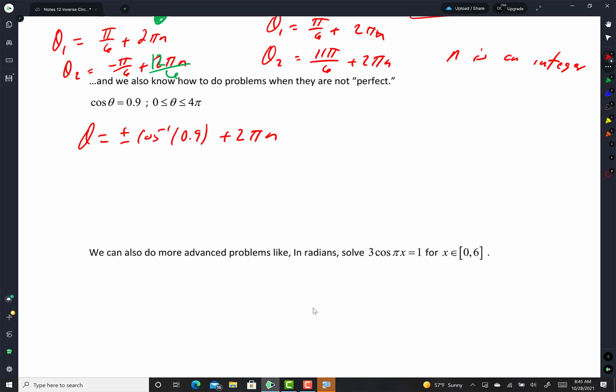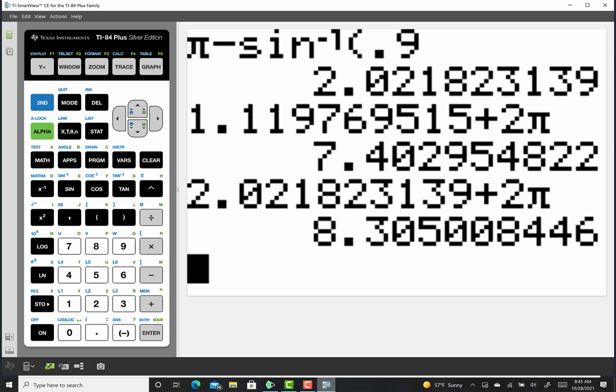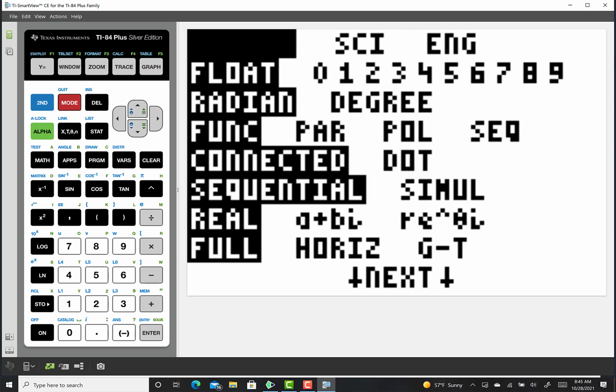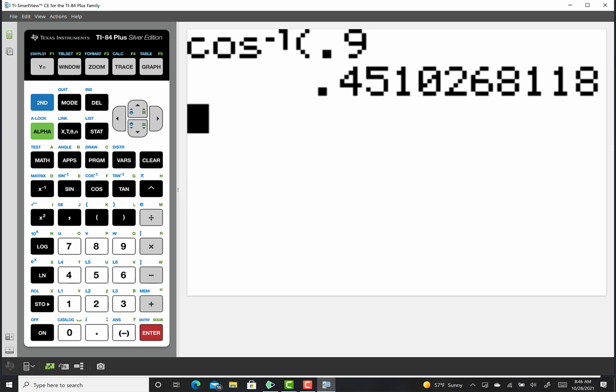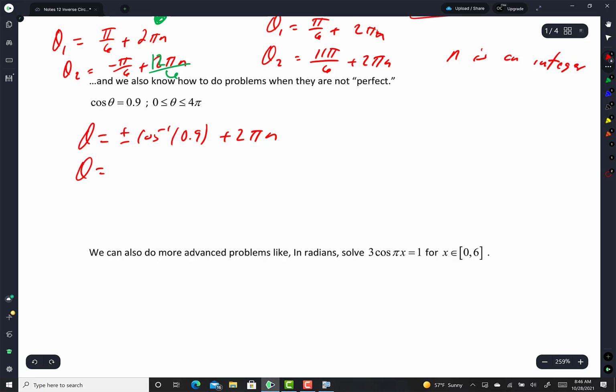Cool? And then you just go to your calculator, make sure you're in radian mode, and it is. See, my calculator looks like your calculator. And then I just go second arc cosine 0.9, I push enter, and I write plus minus 0.45102, truncated. So I'm going to write theta equals plus minus 0.45102 plus 2 pi n.